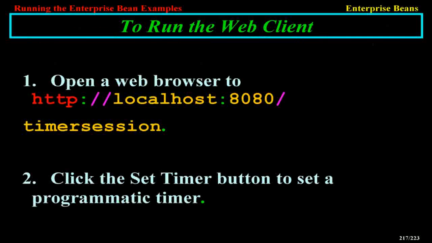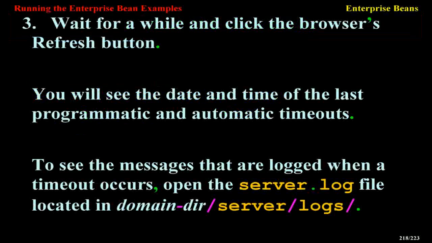Open a web browser to http://localhost:8080/timer-session/. Click the Set Timer button to set a programmatic timer. Wait for a while and click the browser's refresh button. You will see the date and time of the last programmatic and automatic timeouts. To see the messages that are logged when a timeout occurs, open the server log file located in domain-dir/logs/server.log.